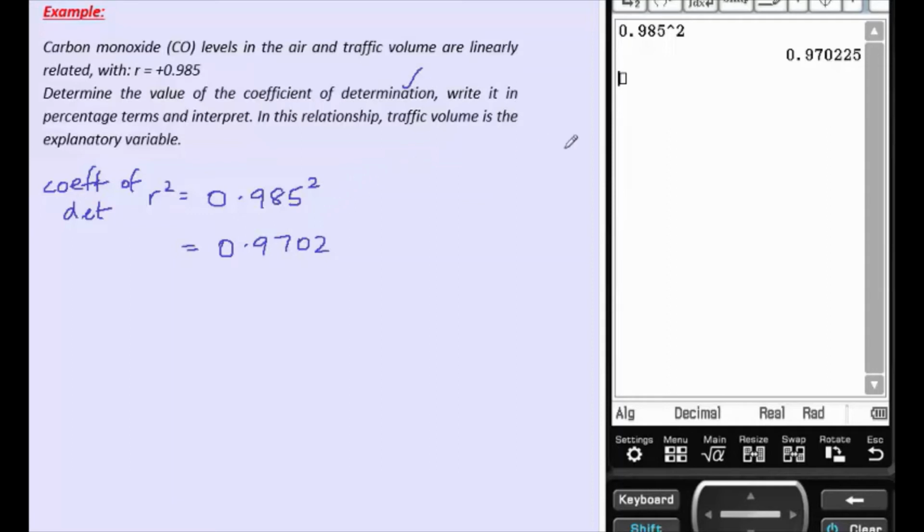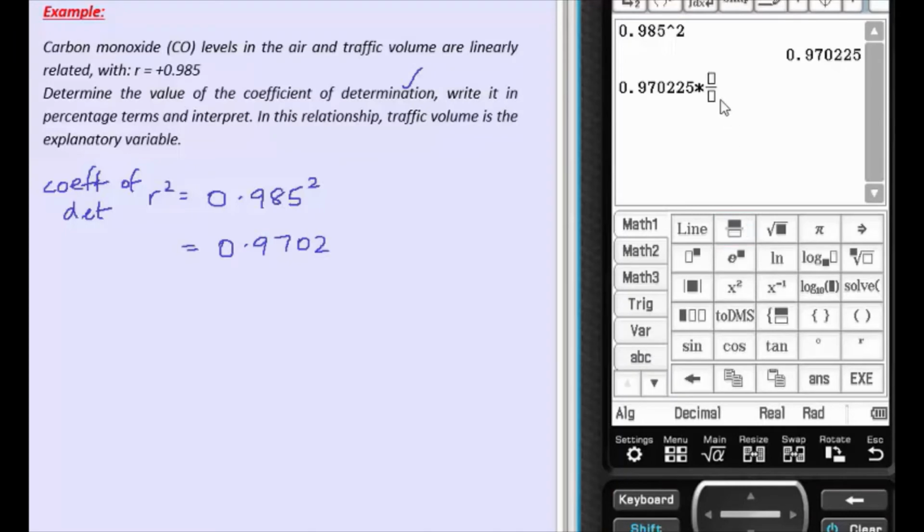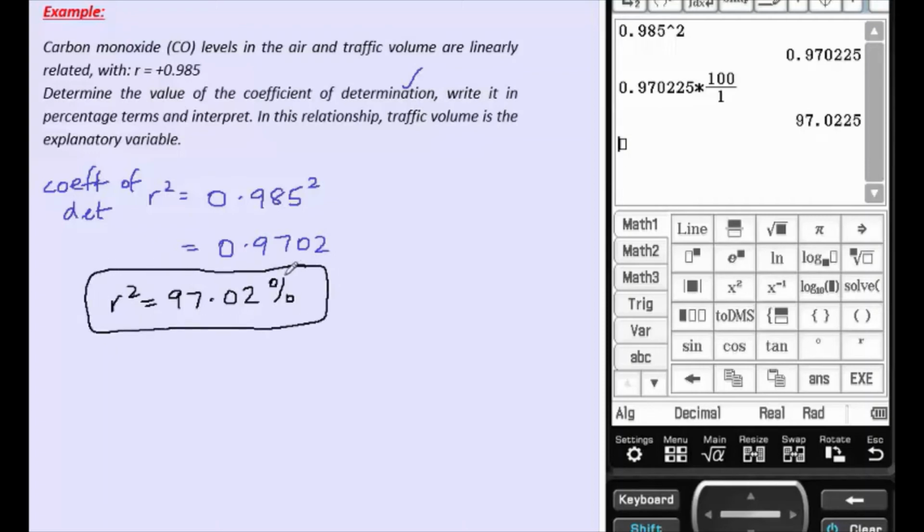It asks us to write it in percentage terms. Percentage terms, remember, is our number, so let's get our number and slide it down here, times 100 over 1. I should really use my fractions button when I'm doing that. So I'll get that there, times by 100 over 1, and I get 97.02%. So therefore I can say r squared equals 97.02%. And I'm going to put that in a box because that makes it clear what I'm doing. And there's part 2 done.